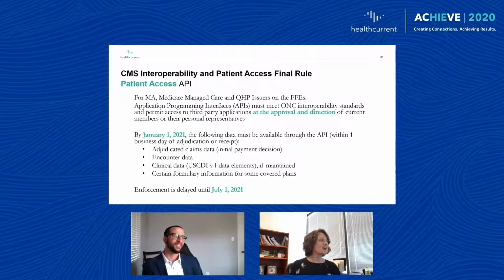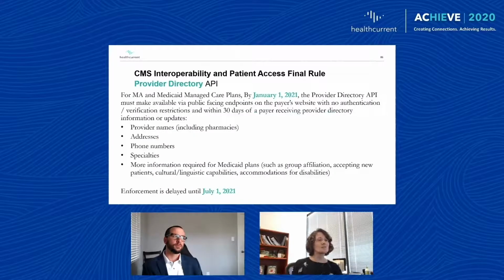But to focus on patient access API, here's the requirement. The compliance deadline is January 1st, 2021, right around the corner. As far as I'm aware, there's no plans to push out this compliance deadline, so it's going to be January 1st. However, there is enforcement discretion delay until July 1st. So at least in terms of enforcement, there's a little bit of breathing room. Here's what you have to do.